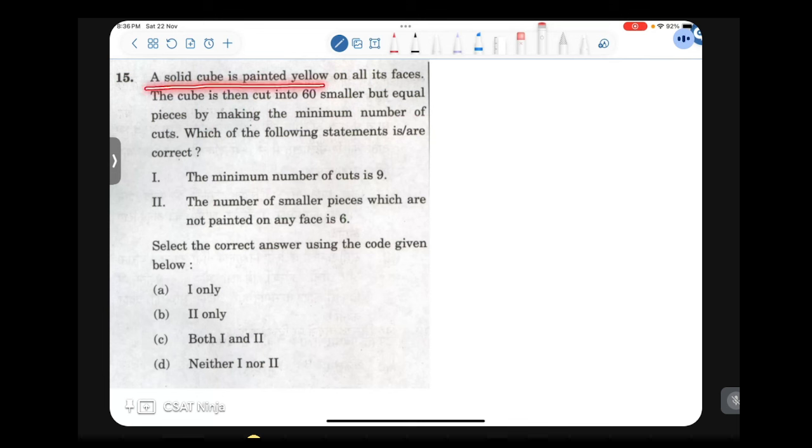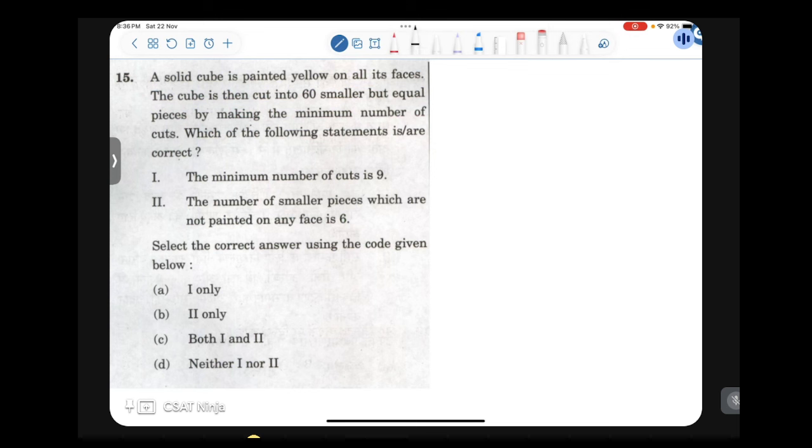A solid cube is painted yellow on all its faces. The cube is cut into 60 smaller but equal pieces by making the minimum number of cuts. Which of the following statements is correct?